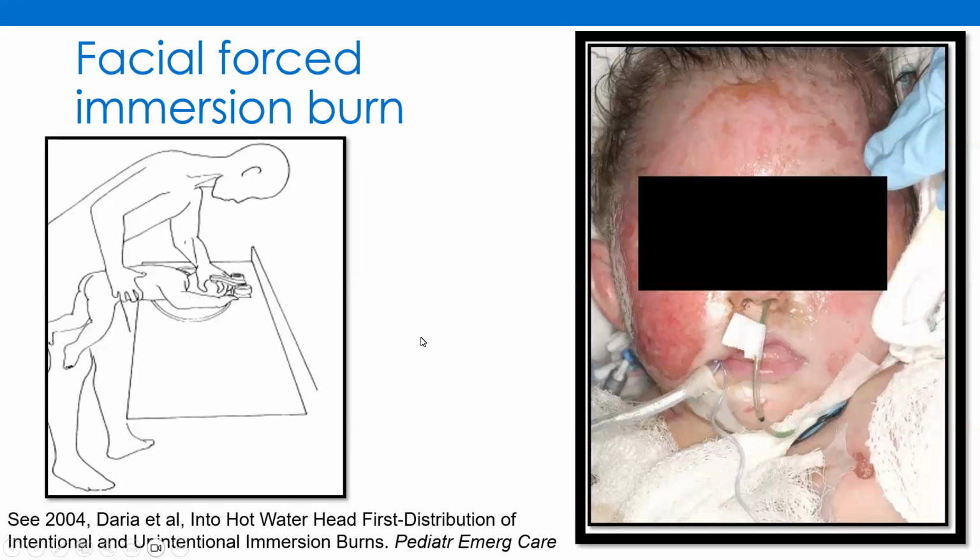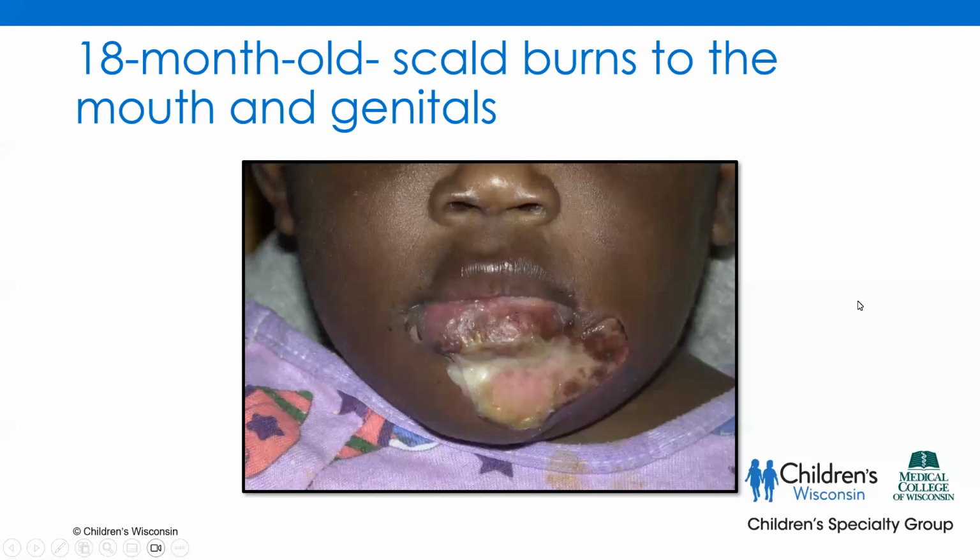And when that is done, and water can be one of those hot liquids, but we've seen these with hot oil as well, you get this kind of a distribution. You can see sparing sometimes around the mouth and around the nose because of an air bubble there, and also some creasing because the child is crying during the event. This is an 18-month-old with scald burns to the mouth and also to the genitals. Again, the face of a child can be the target.